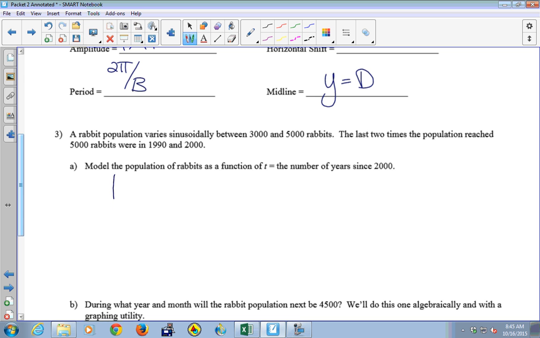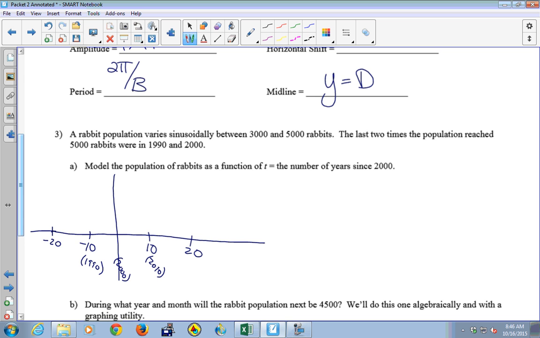So this is years since 2000. Negative 10 is 1990. 2000 is 0. 10 would be 2010. I'm just putting these to remind us what these numbers are.